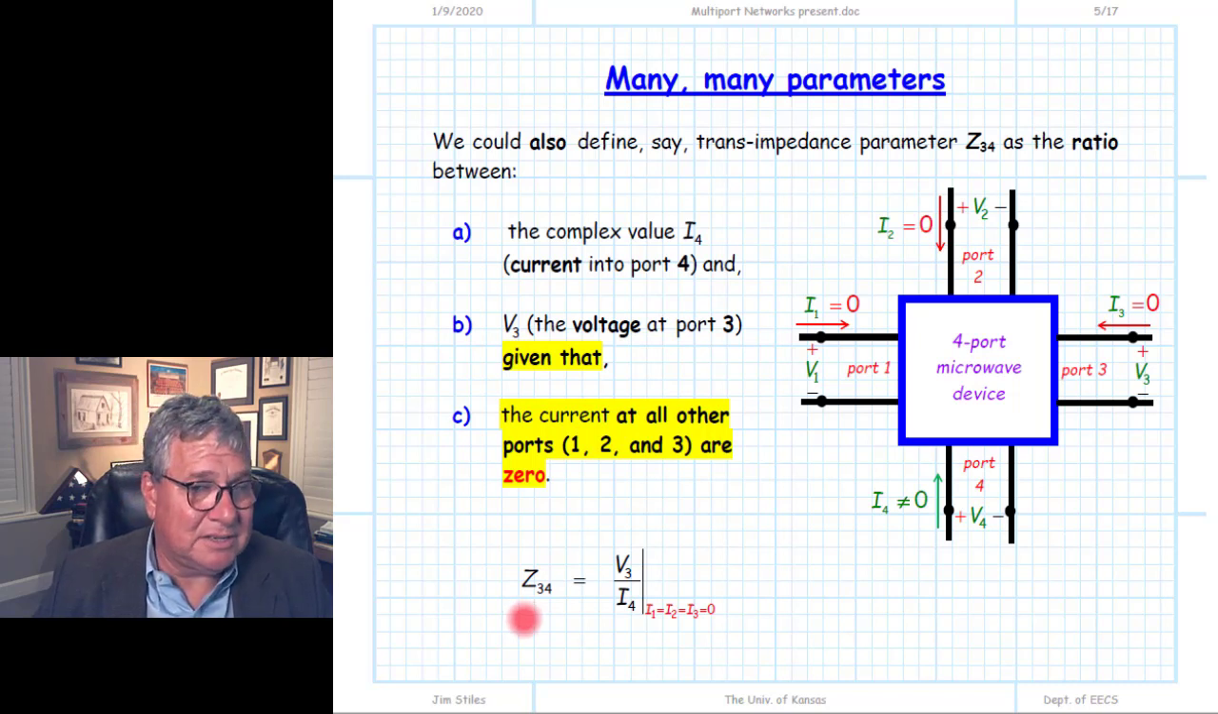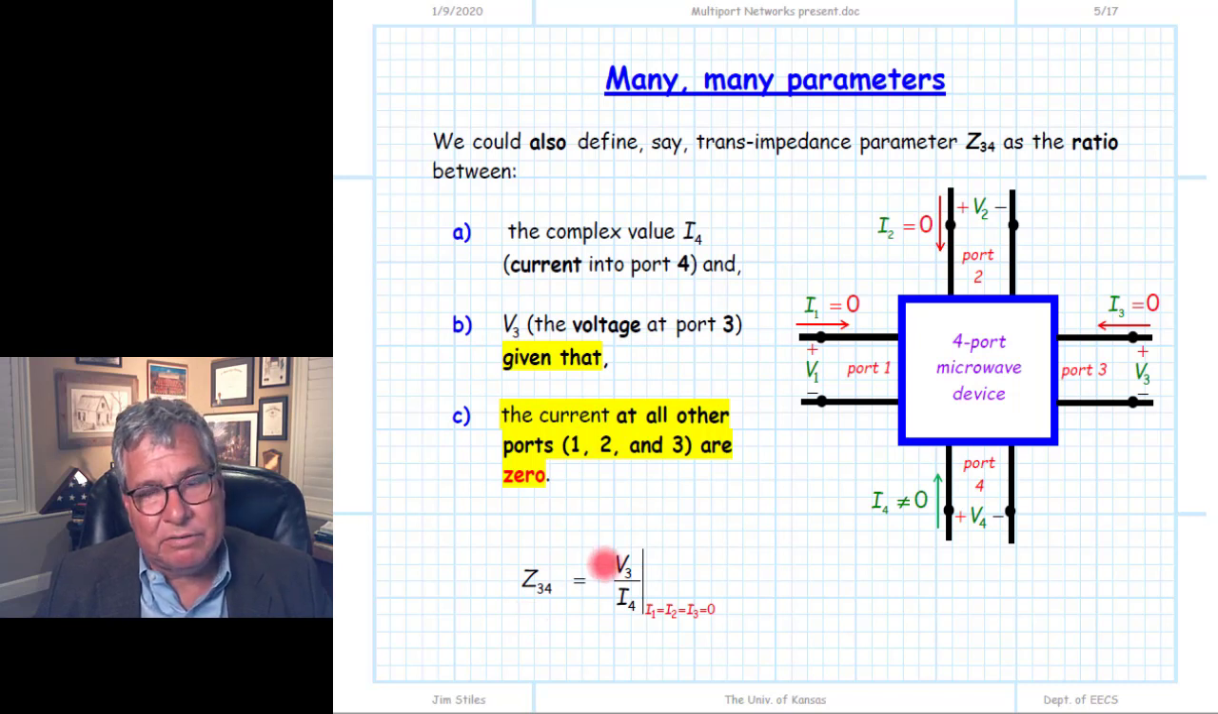It really doesn't give us any information, because in that case, the voltage at V3 would be due to the current at I4, but also due to the current at some other ports as well. There's no way to separate the cause and effect, and that's what we're trying to do. By having one cause, one current, we can isolate the effect of that cause on, in this case, port 3, the voltage of port 3.